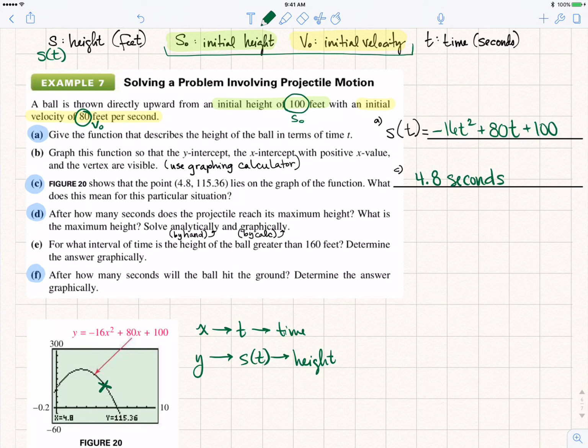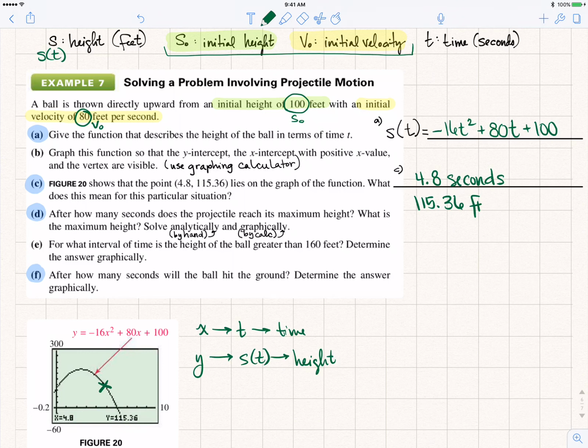That particular coordinate marked is occurring 4.8 seconds after this thing has been in the air. And then the y part of this is going to be the height part of that. So you have 115.36 feet, because in our particular problems, height is always going to be measured in feet. So that takes care of letter C.